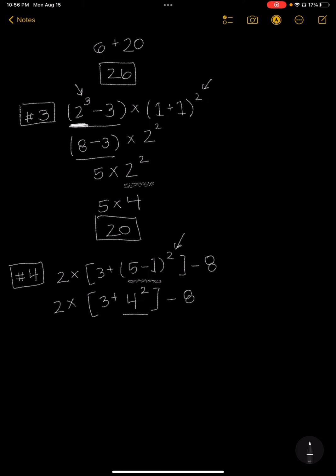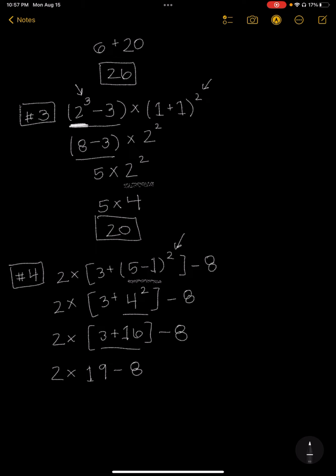We're going to do the exponent first, the 4 squared first, so I'm going to have 2 times 3 plus, well, 4 squared is the same thing as 4 times 4, which is 16, minus 8. Now that we got the exponent out of the way, we can do the addition part inside of the parentheses. So you have 2 times 3 plus 16 is 19, minus 8.